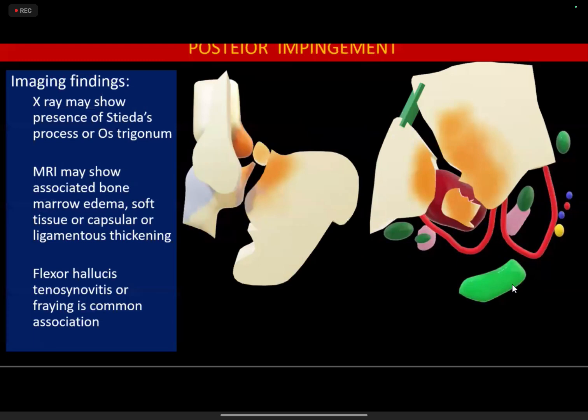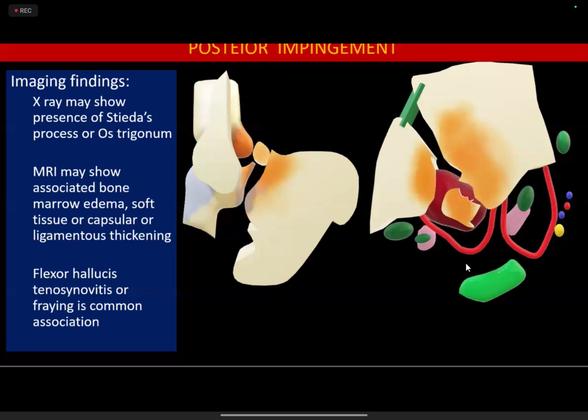Right? So what we can see on a radiograph, we may see presence of a Stieda process or os trigonum. MRI may show bone marrow edema, soft tissue edema, capsular thickening, and as the flexor hallucis tendon is in close proximity to this, we can see tenosynovitis. Because of the secondarily hypertrophied soft tissues between the posterior talus and calcaneum, there might be pain to the patient, right? And commonly what we see is flexor hallucis tenosynovitis, which is associated with this.